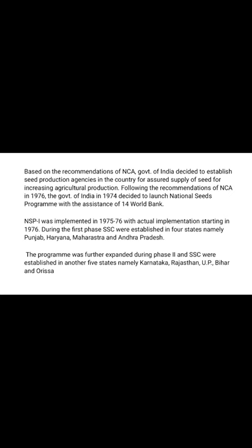So based on the recommendations of the National Commission of Agriculture, Government of India decided to establish a seed production agency in the country for assured supply of seed for increasing agricultural production. Following the recommendations of NCA, the Government of India in 1974 decided to launch the National Seeds Program with the assistance of World Bank. The National Seed Program was first implemented in 1975-76, with the actual implementation starting in 1976. During the first phase, State Seed Corporation was established in four states, namely Punjab, Haryana, Maharashtra, and Andhra Pradesh. The program was further expanded during the second phase, and State Seed Corporation was established in another five states, namely Karnataka, Rajasthan, UP, Bihar, and Orissa.